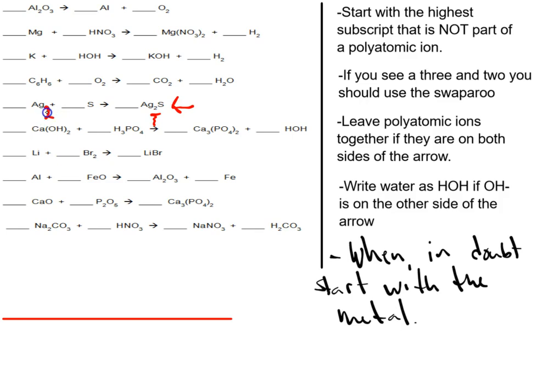If I put a 2 there, that means silver is diatomic, which it is not. But I can double the amount of silver. All right? Then I check sulfur. There's a 1 and a 1. They're not written, but they're implied. So that's already balanced. So it's just 2, 1, 1.